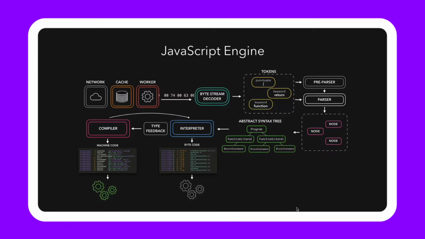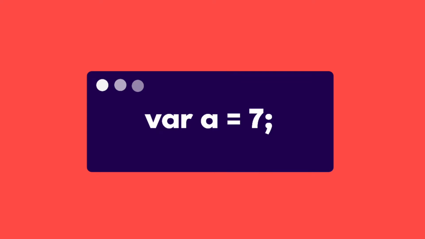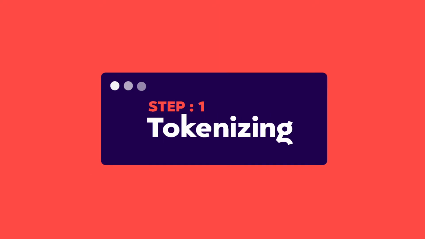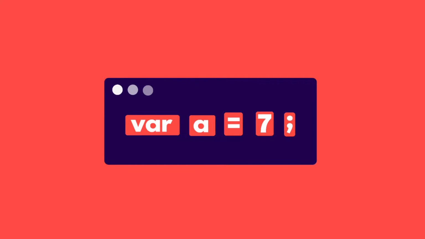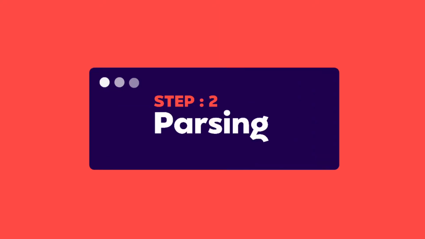So, we have our source code, that is var x is equal to 7. Whenever we write this code, it has to first go through a process called tokenizing. In tokenizing, all these characters, that is var x equal to 7, get converted into small tokens, right? Now these small tokens have to go through a second process that is called parsing.